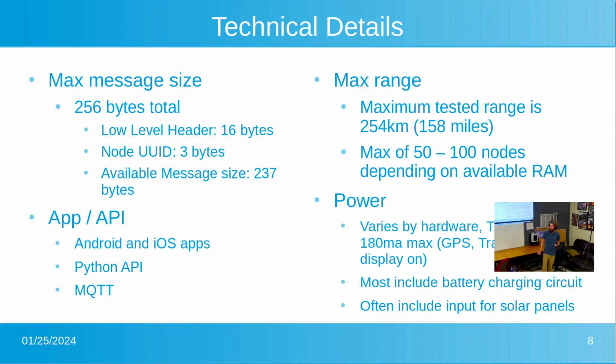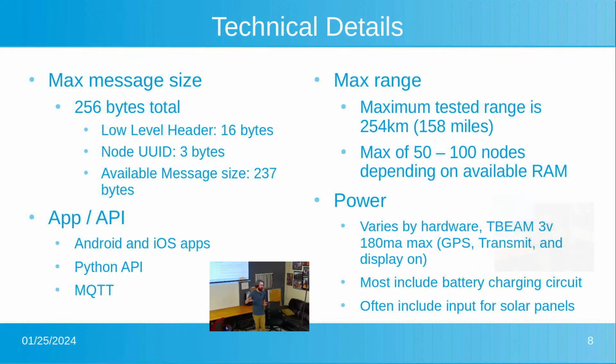So getting a bit into the technical stuff. Each message you send is a max of 256 bytes. You can read the details there, but there's some overhead, so the actual usable size is about 237 bytes. So you're not going to be sending photos or audio or video, at least not very quickly.